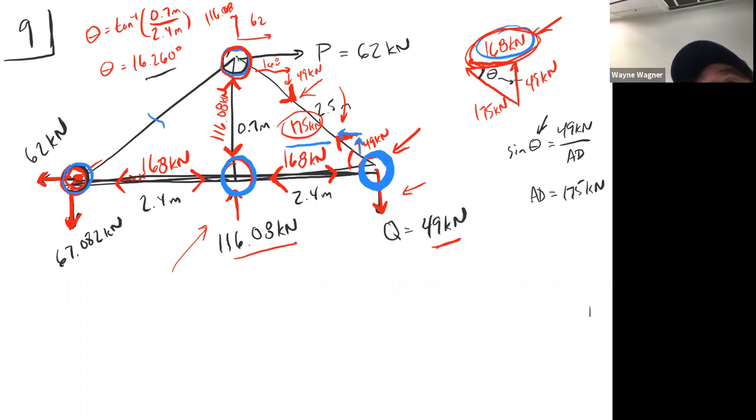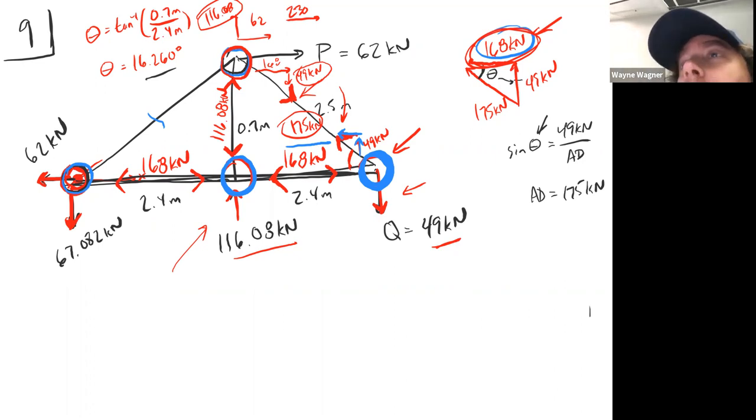Okay. So net to the right on this thing, I've got 168 plus 62. So what is that? 230 to the left. And I've got net up this, 116 up and 49 down. So 116 minus 49. 116.08 minus 49 equals 67.08, down. That's a net 67.08 kilonewtons.